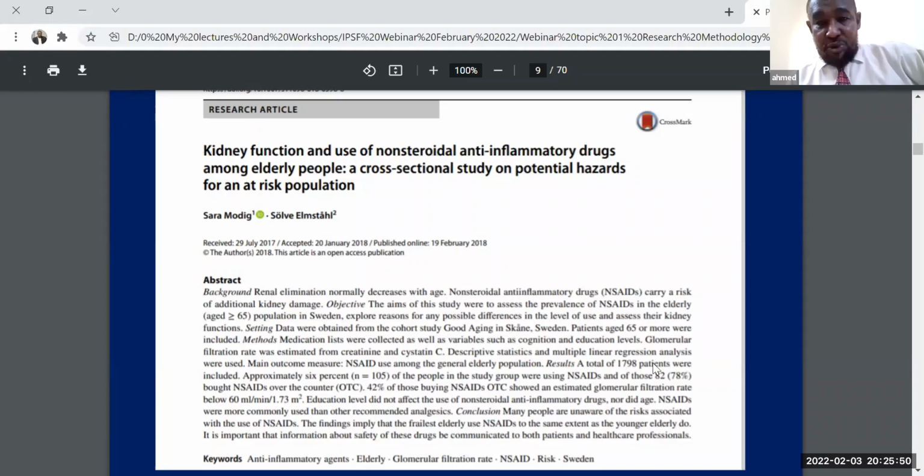Regression has types: we have linear and we have logistic regression. Normally, linear regression is used when the outcome is a continuous variable, because normally we are looking into the relationship between one variable and another variable. One variable is independent and one is dependent. If the dependent variable is continuous, we use linear regression. If the outcome is a dichotomous categorical variable, we use logistic regression. So in this example, they use linear regression.